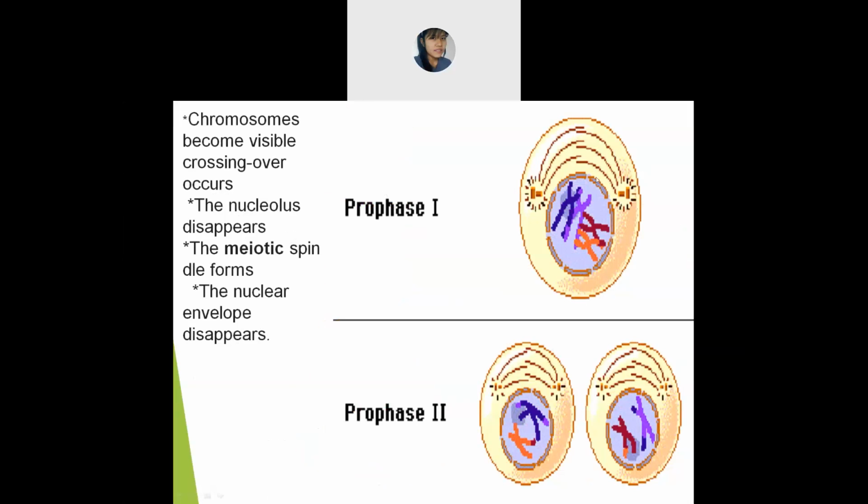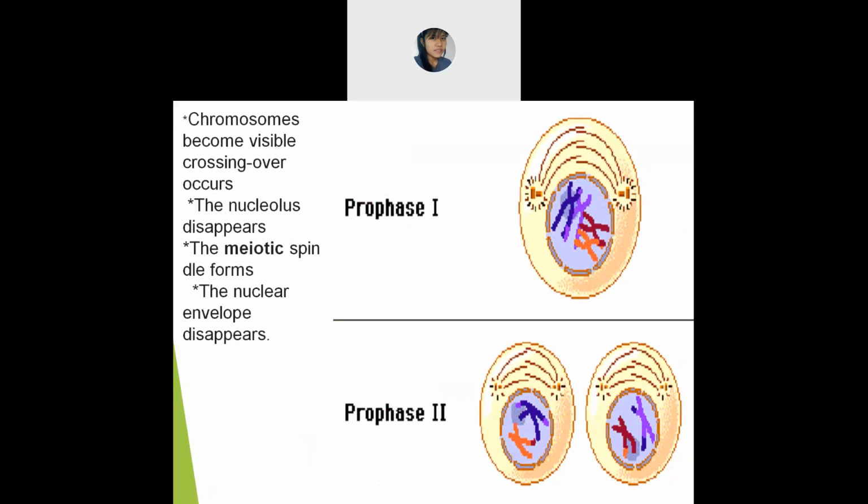The synapses will come together. These two parts will come together. Chromosomes become visible, and crossing over occurs. Crossing over means what? It means the two chromosomes are touching each other. That is known as crossing over.